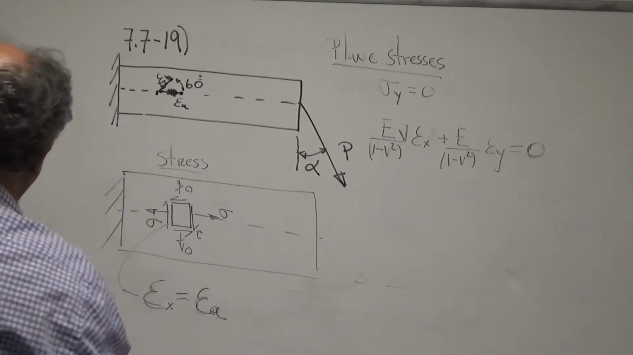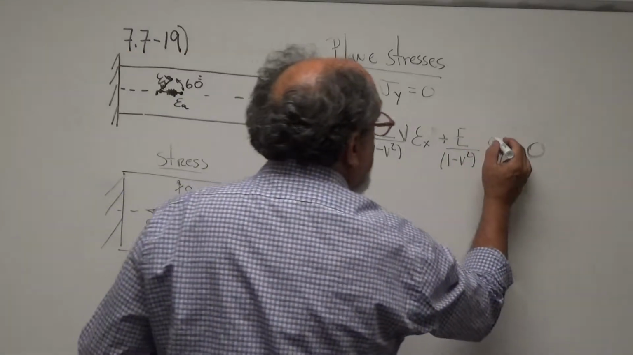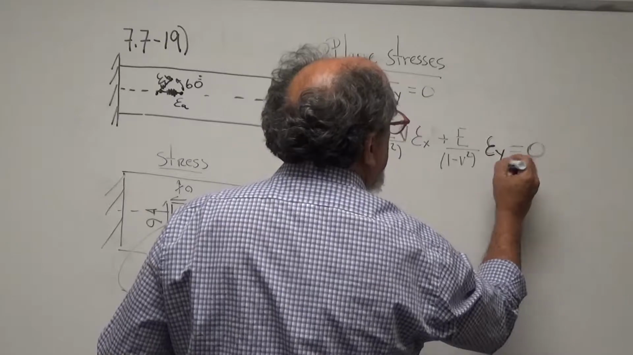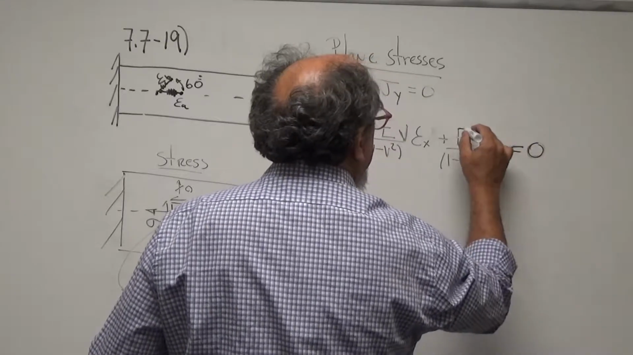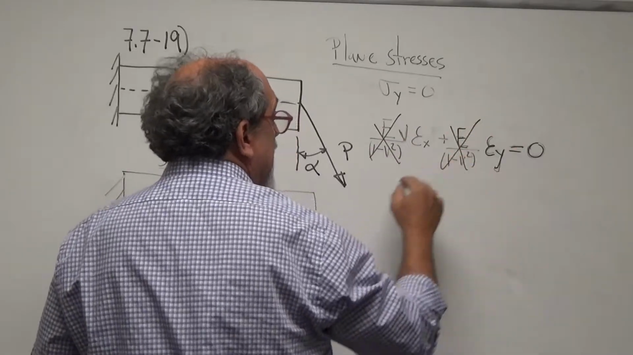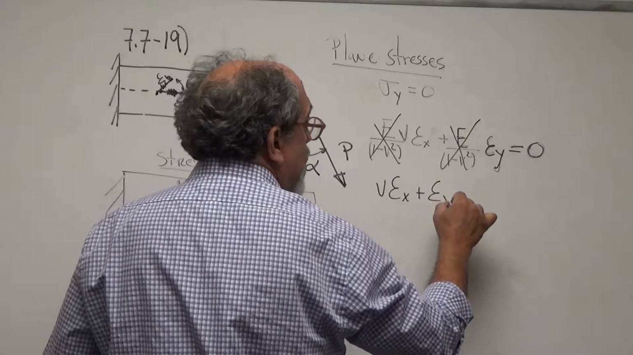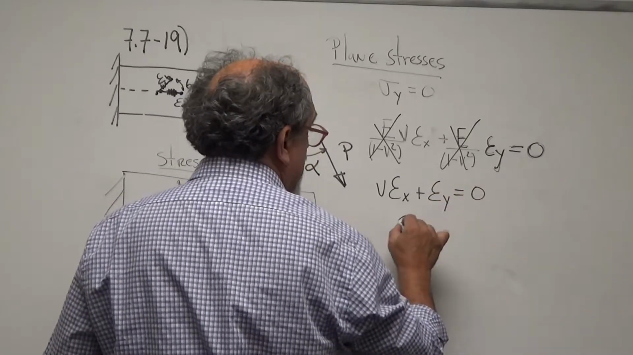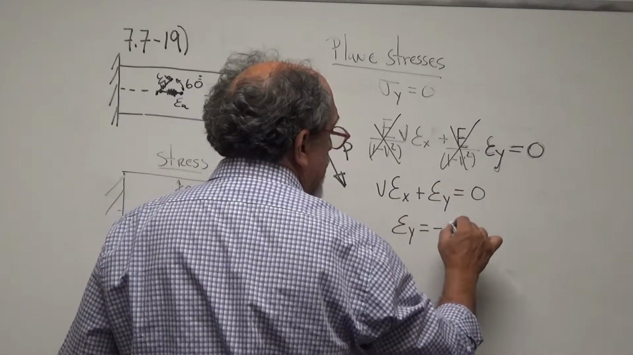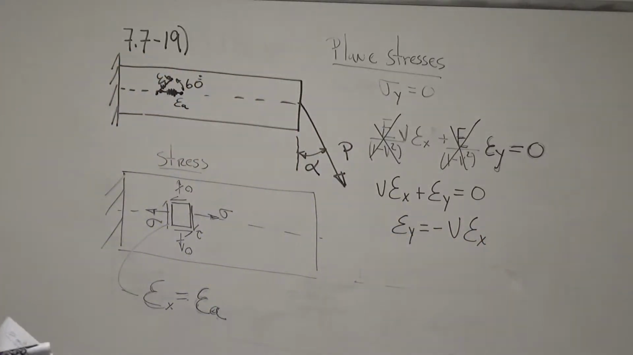Since that's the relationship that gives sigma y, then this cancels, and so we find that nu times epsilon x plus epsilon y must be 0. Therefore, epsilon y is equal to minus nu times epsilon x. So I repeat, this is the logic that we're using at this point.